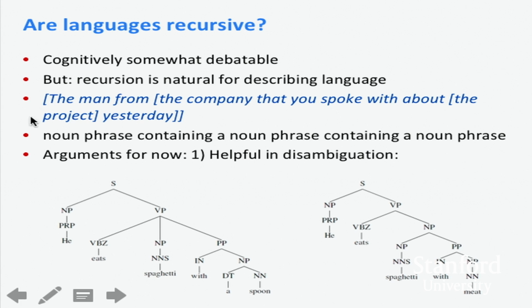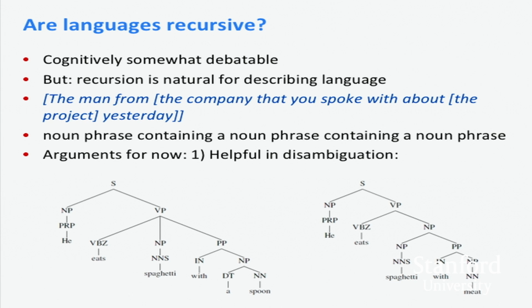So thinking about these tree structures with embedding inside them, where we can have noun phrases with noun phrases inside them, is a natural way to think about language structure and about things like how we disambiguate sentences. We talked before about ambiguities of attachment, and we talked about dependencies before.